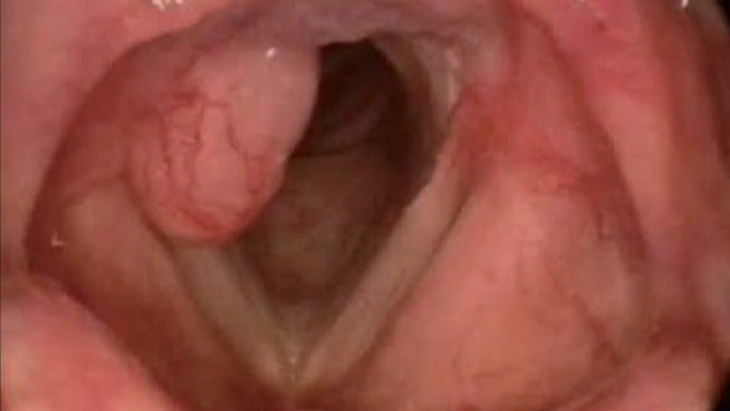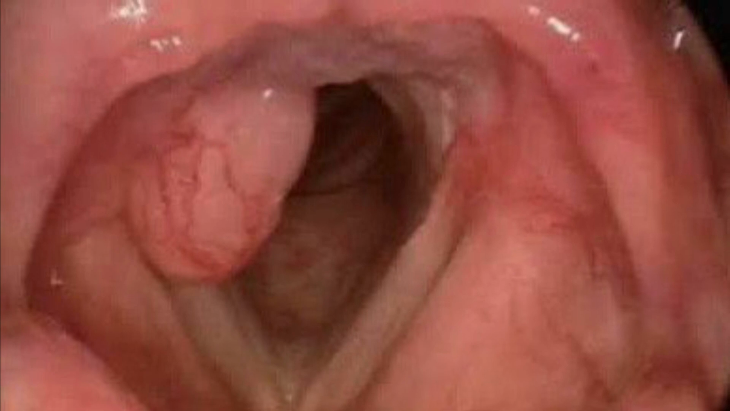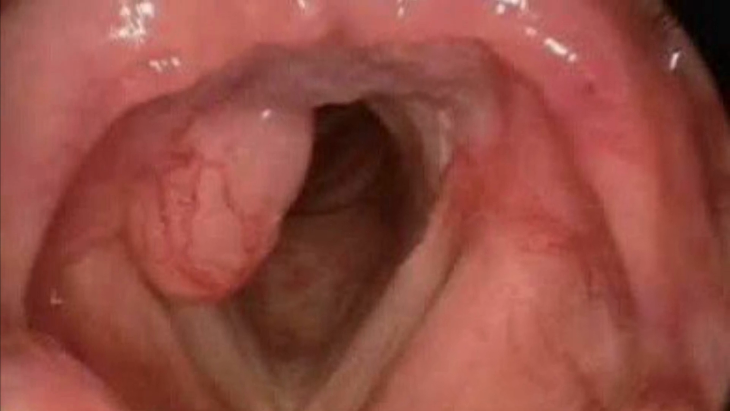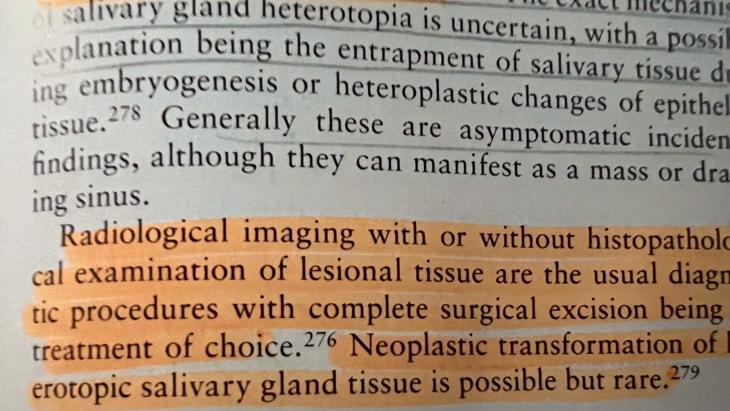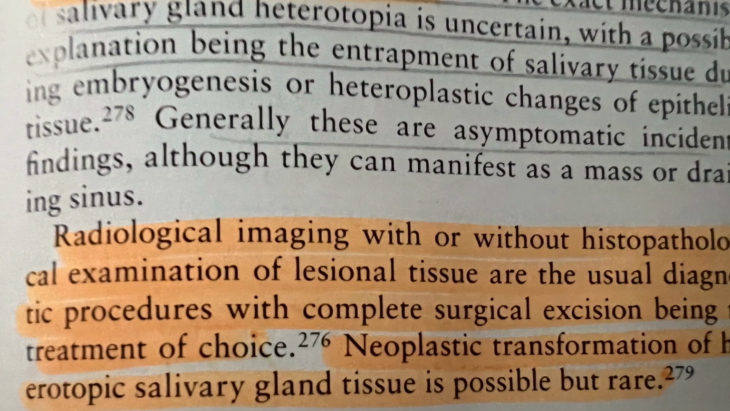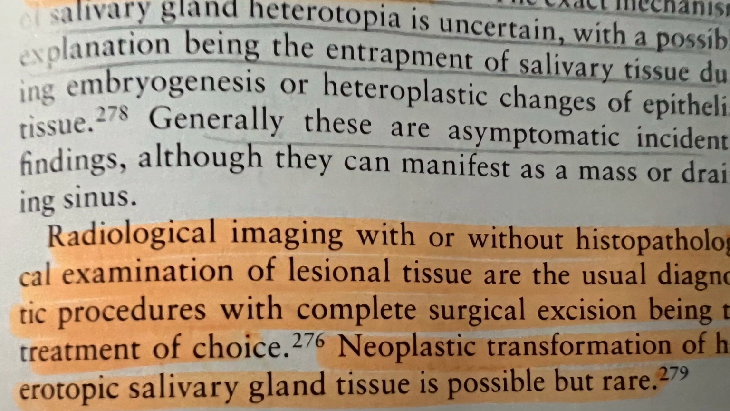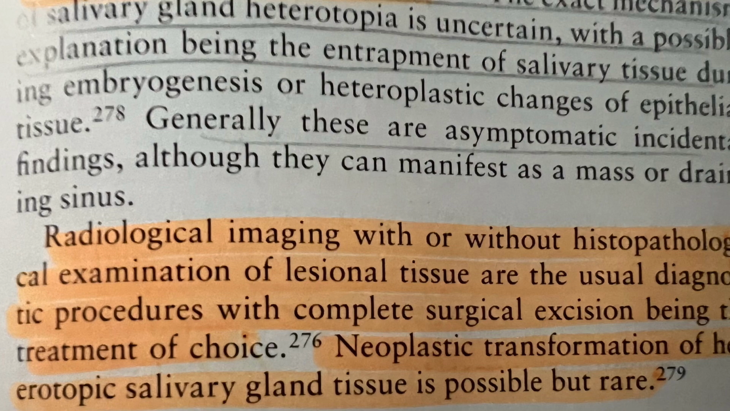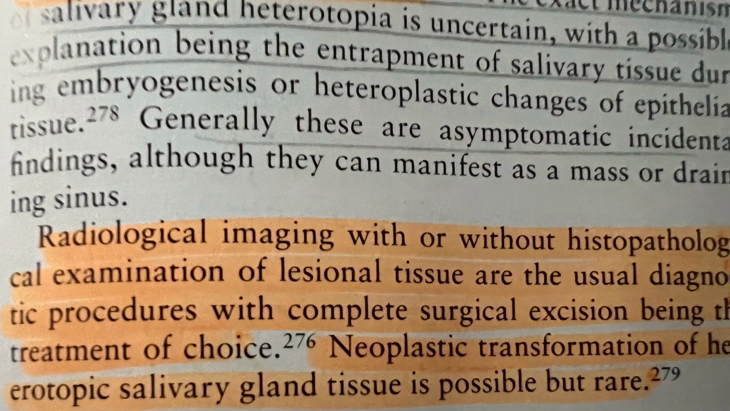The next common sites are the middle ear and larynx. The chest wall, sternoclavicular joint, and brain are other sites of ectopic salivary gland location. The exact mechanism of salivary gland heterotopia is uncertain, with the possible explanation being the entrapment of salivary tissue during embryogenesis or heteroplastic changes of epithelial tissue during development.